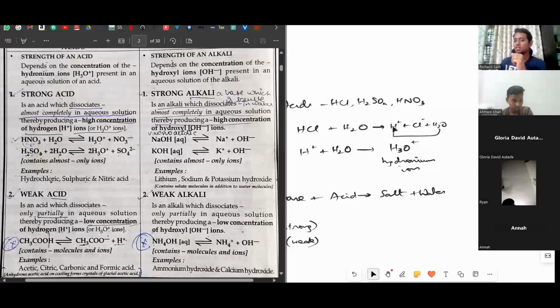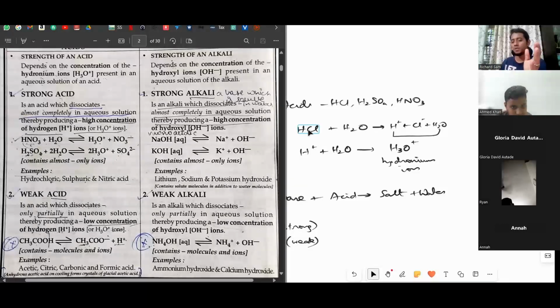The concentration of the hydrogen ions. Is that clear? Say there are 100 molecules. From the 100 molecules of HCl, say 80 molecules got dissociated, which means you have 80 hydrogen ions. So is that a strong acid or a weak acid? It's strong, because it's more than 70. The number 70 is not here in your book, but I've seen it somewhere.